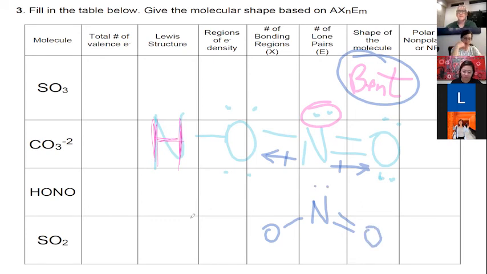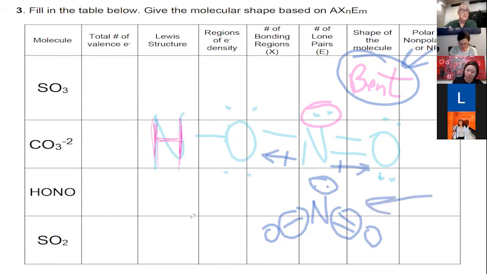Because remember, these regions of electrons in space want to get as far away from each other as possible. That's why it's bent, because I have a pair of electrons here, a pair of electrons here, and two pairs of electrons there. They want to adopt a shape that puts the greatest distance between them. So this is the actual shape. When I draw my bond dipoles now, they're going to look like this.